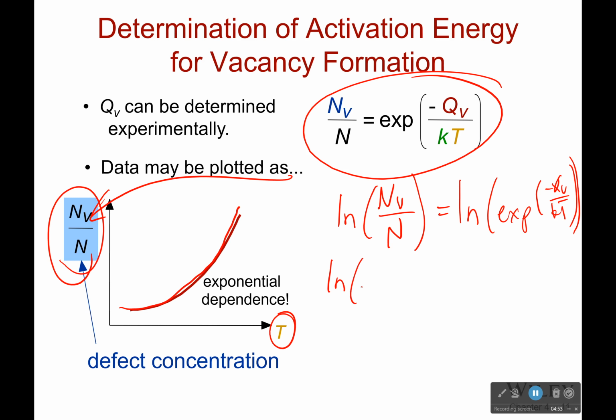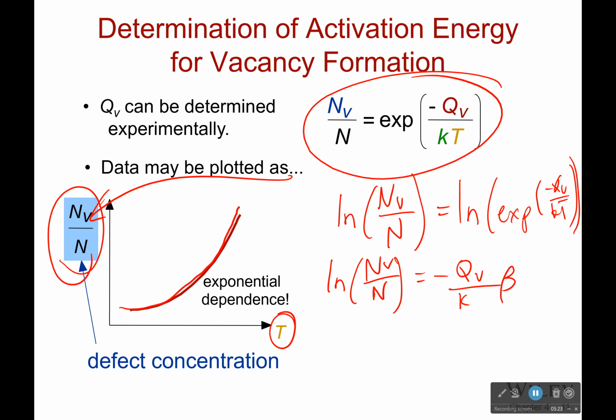So I get natural log NV over N is equal to negative QV over KT. Now, here, I'm going to make a new variable just to really drive it home. I'm going to call it beta, and that's going to be equal to 1 over T. And so this turns into this equation, which was just a little bit of rewriting.